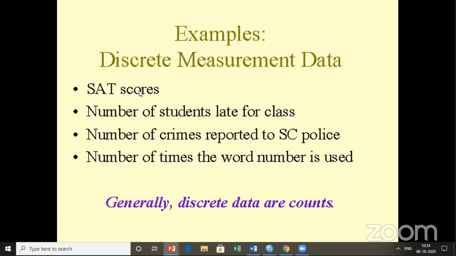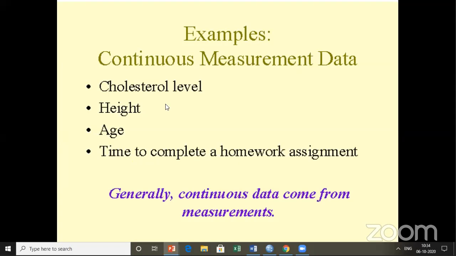Examples are SAT scores, number of students late for class, number of crimes reported in a police station, and the number of times the word number is used. Generally, discrete data are counts. In a month, 2 suicides have been recorded in a particular locality. Next month, it may not be 2, it could be no suicides at all. There is a gap, so the count is 0 next month. The continuous data are cholesterol level, height, age, time to complete a homework assignment. These are all continuous data which come from a particular measurement.